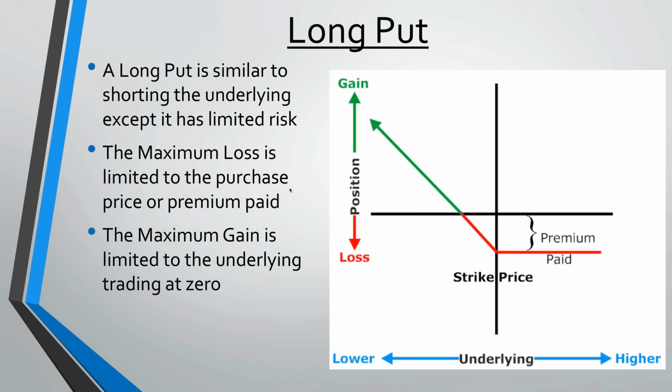The maximum gain is limited to the underlying trading at 0. Again, things can only go to 0. A lot of people, when they're teaching options, say, especially when you're going long options, a long put, your reward is unlimited. Well, not if you're going to the short side, because things can only go to 0. Nobody's going to pay you if it goes below 0, because it's going to stop trading before that happens. So again, maximum gain is limited to the underlying trading at 0. Gives you a lot of room, but it's still capped out.